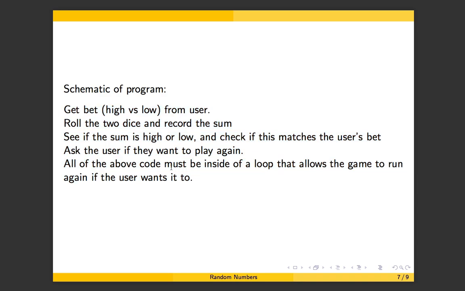So here's a roadmap of how this program will go. We're going to have to get the bet from the user, of course, right? That seems like the first thing to do. We'll then roll the 2 dice and get their sum. We should then see if the sum is high or low, and check if that matches what the user said. If there's a match, we should say they won. If there's not a match, we should say they lost. And then we can ask them if they want to play again, and then just loop back up and do all that over again.